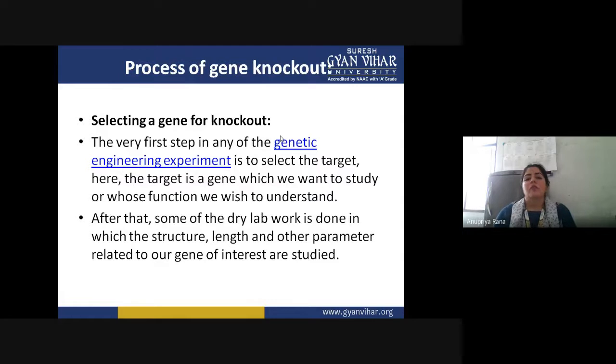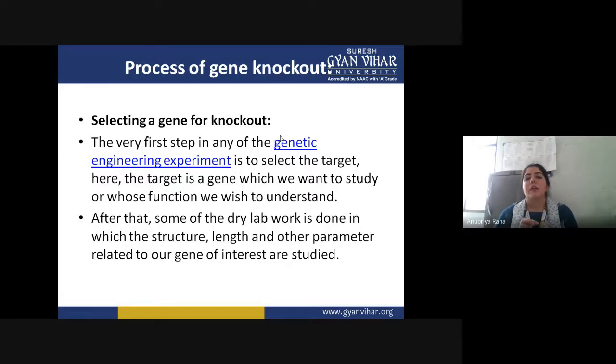Now the process. First, we select a gene for knockout. This is the very first step in the whole genetic engineering experiment, because the thing we want to isolate from that particular organism should be known, like from which place it is coming. After that, some dry lab work is done in which the structure, length, and other parameters related to the gene of interest are studied.